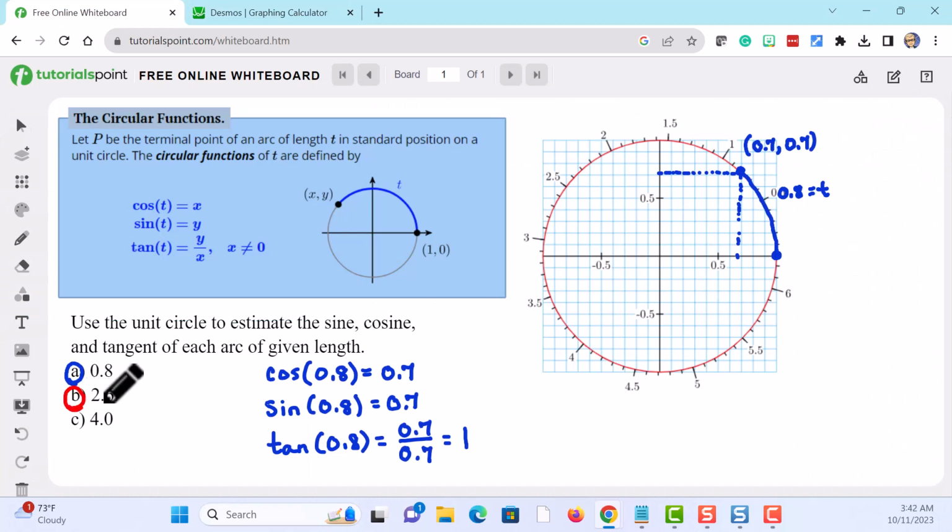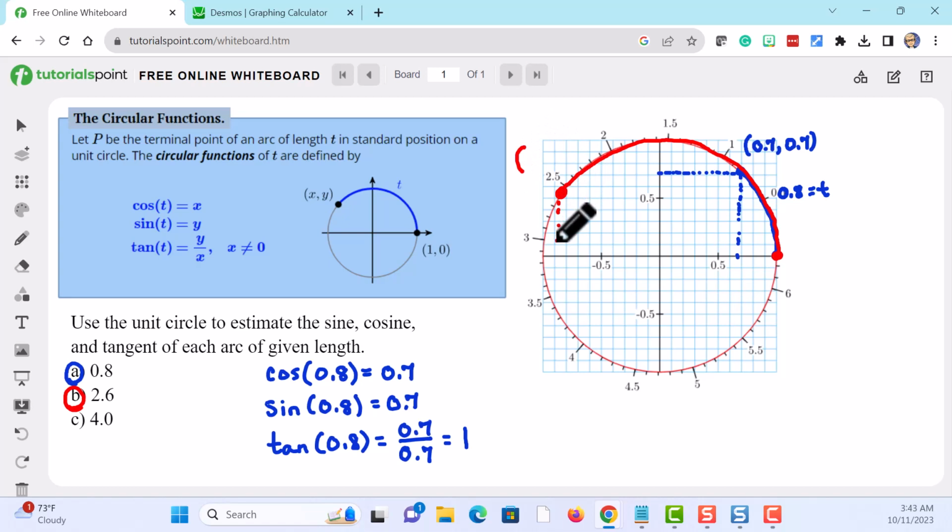For part B, we have an arc length of 2.6. So again, we'll go to the unit circle. We'll start at 0. We'll measure counterclockwise until we get to 2.6. So here's 2.5. 2.6 would be right after that. So we've measured out an arc length of 2.6. We want to estimate the coordinates of that particular point.